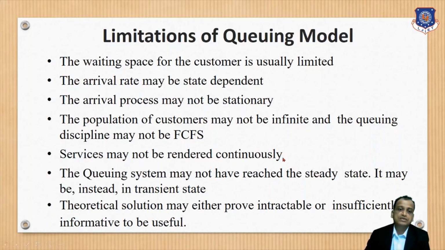Services may not be rendered continuously. Sometimes, due to unnecessary halts, they frequently stop the services. The queuing system may not have reached the steady state; it may instead be in a transient state, changing with respect to time. Theoretical solutions may either prove intractable or insufficiently informative to be useful. Sometimes we assume some things which can prove insufficiently informative. They cannot follow practical life, or you can say it does not model properly. If there are any errors in modeling, then it will render an imperfect solution.